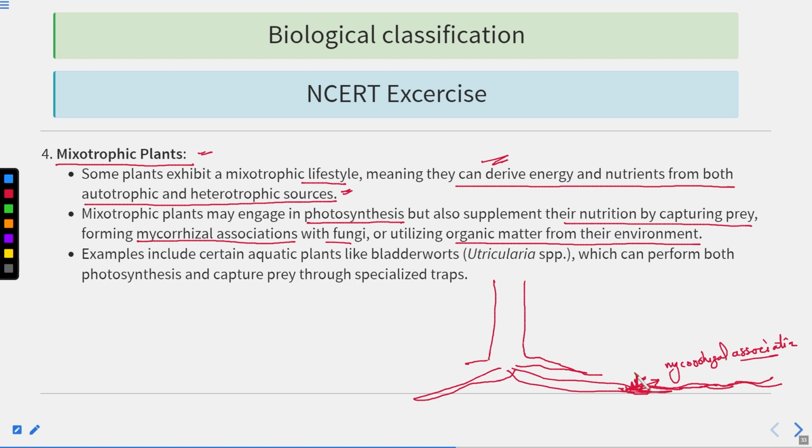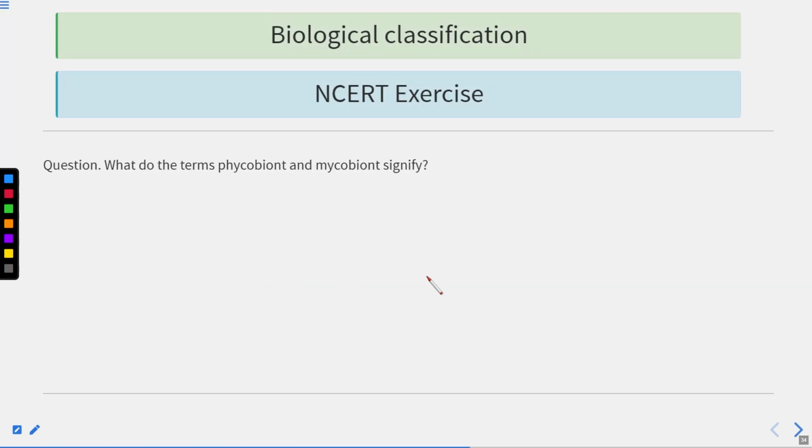So examples include certain aquatic plants like bladderworts, Utricularia species, which can perform both photosynthesis and capture prey through a specialized trap. So this is also one of the examples, the bladderwort Utricularia species.